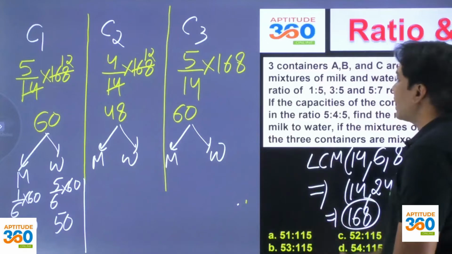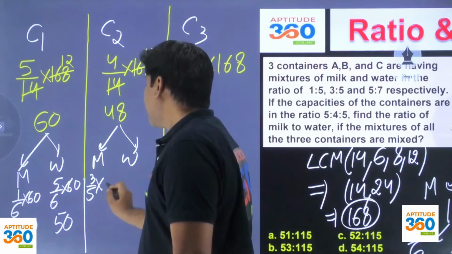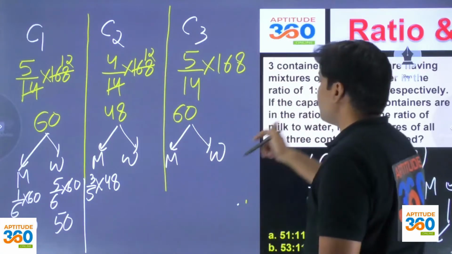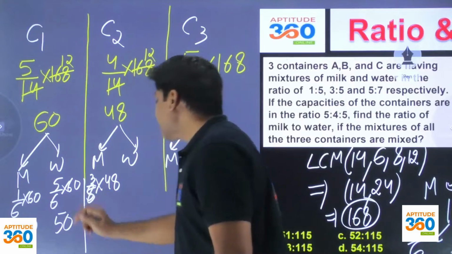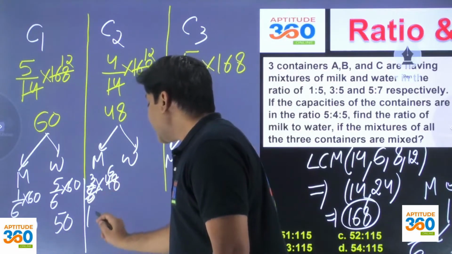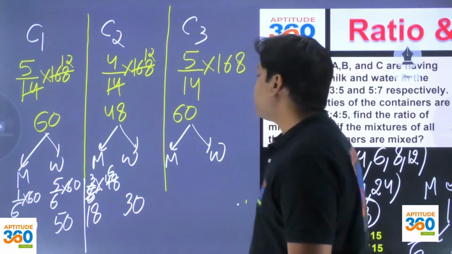Similarly, now you can do the calculation here because this is 3/5. So 3/5 of 48 liters. No, this is going to be 3/8 because 3 plus 5 is equal to 8. So this is 6. 18 liters will be the milk. So 30 liters will be the water.